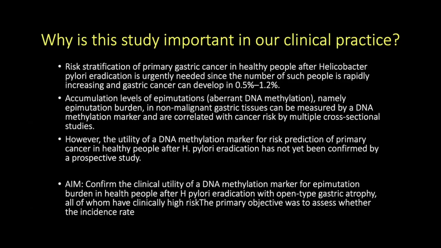Accumulation levels of epimutations, which are essentially aberrant DNA methylation, namely epimutation burden, in non-malignant gastric tissue can be measured by DNA methylation marker and are correlated with cancer risk by multiple cross-sectional studies. However, the utility of a DNA methylation marker for risk prediction of primary cancer in healthy people after H. pylori eradication has not yet been confirmed by a prospective study.